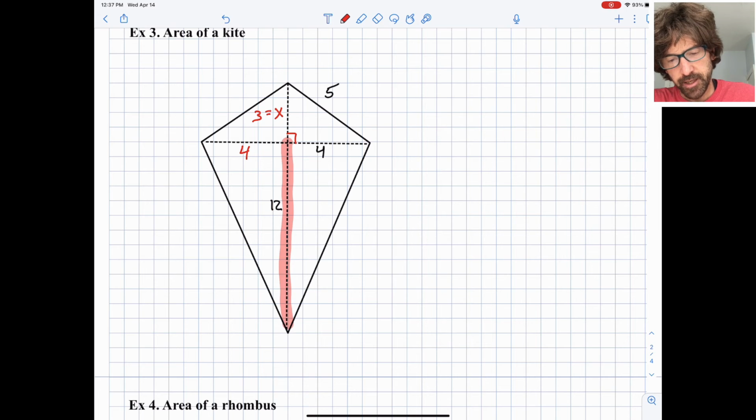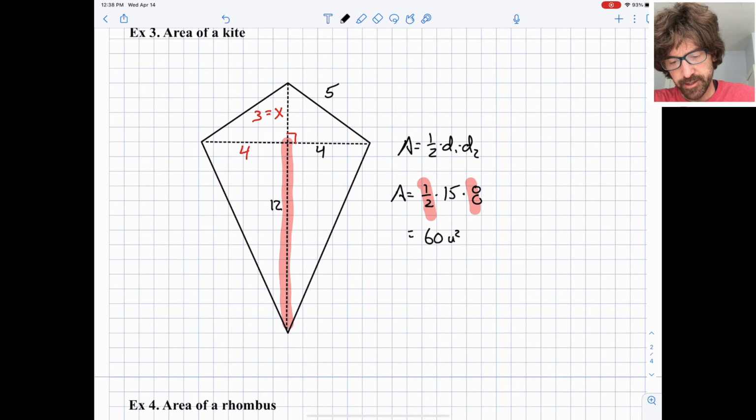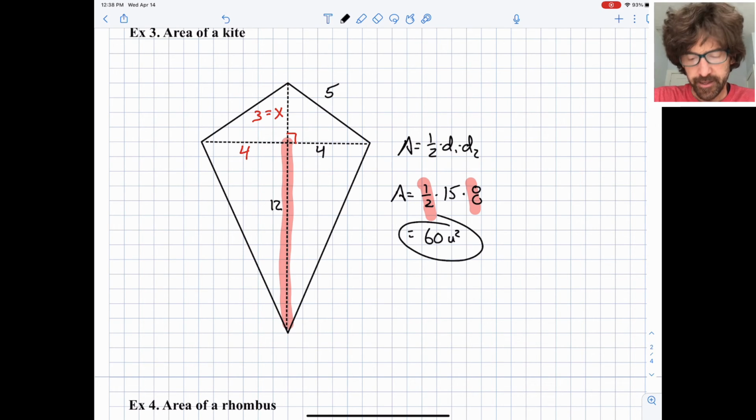So let's apply our formula. Area, remember, is 1/2 times the product of the two diagonals. So the area is 1/2. The longer diagonal has a total length of 15, and the shorter diagonal has a total length of 8. And good chance to do a little mental math. Let's group those together first to get a 4. What's 4 times 15? That's going to be 60. And that's going to be 60 square units. It's going to be the area of that kite right there.